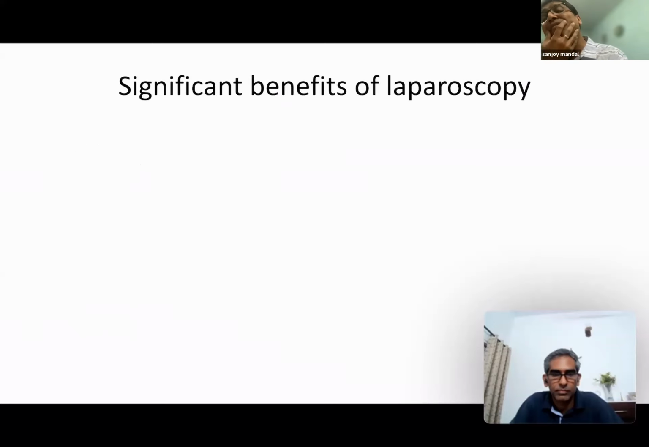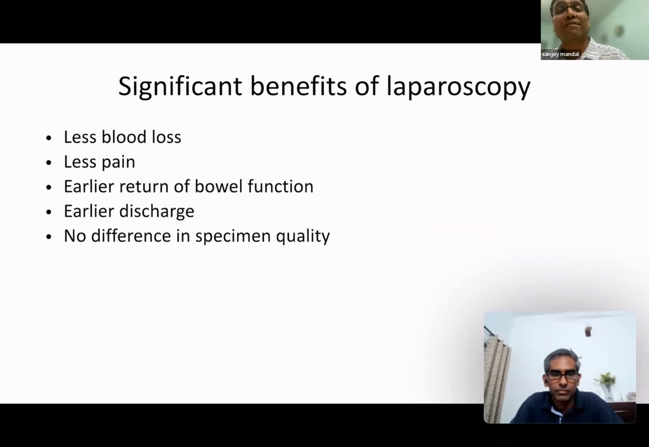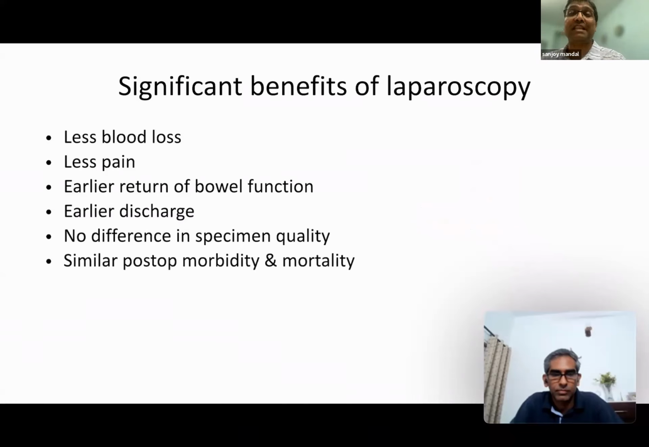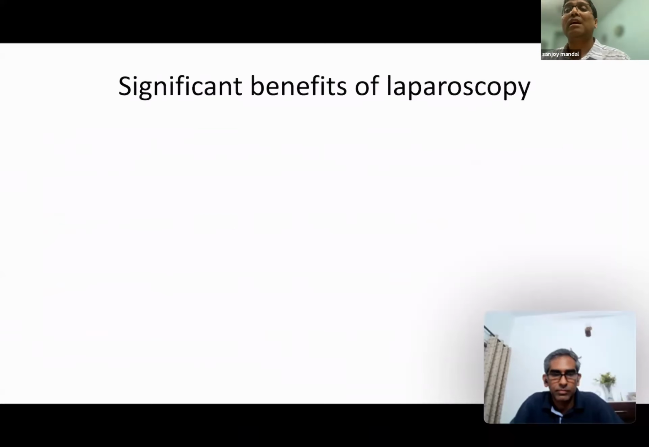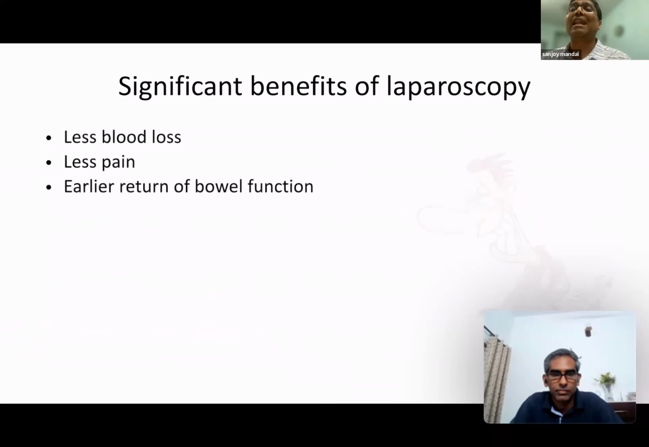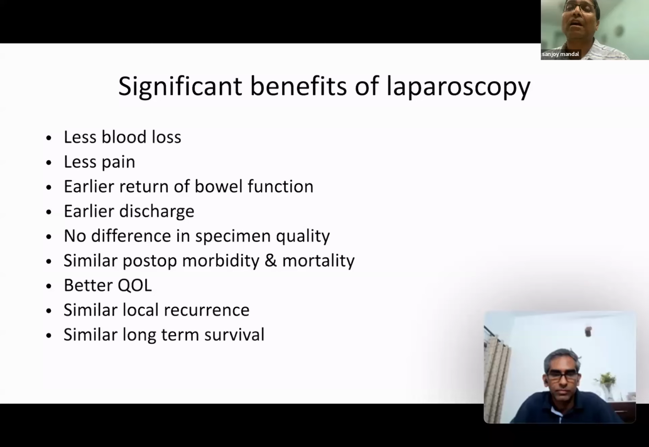Obviously, there are significant benefits of laparoscopy. You all know them: less blood loss, less pain, earlier return of bowel function, and earlier discharge. No difference in specimen quality in most of the series. Similar post-operative morbidity and mortality, better overall quality of life, similar local recurrence, and similar long-term survival. So laparoscopy has shown definite benefits.